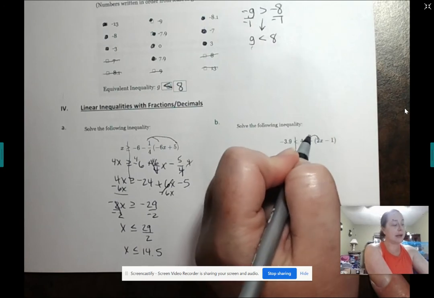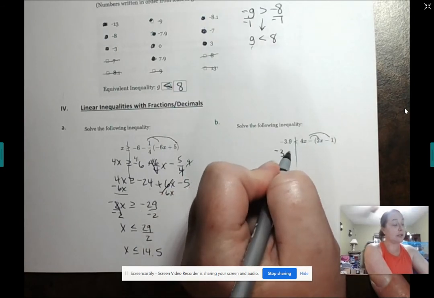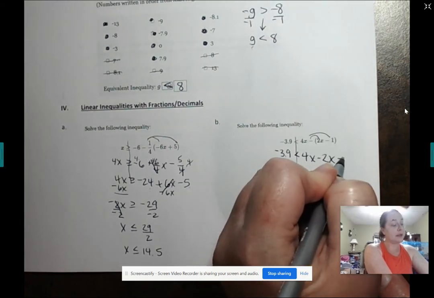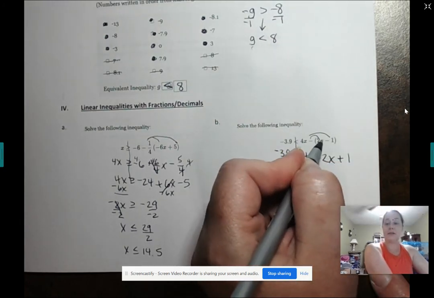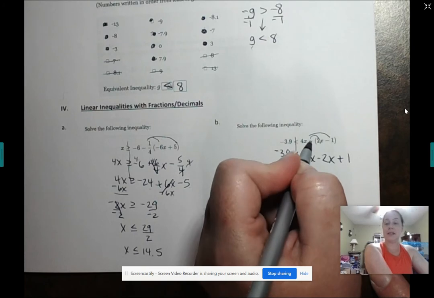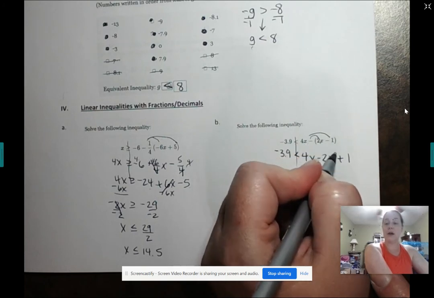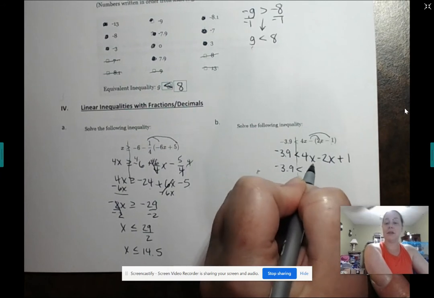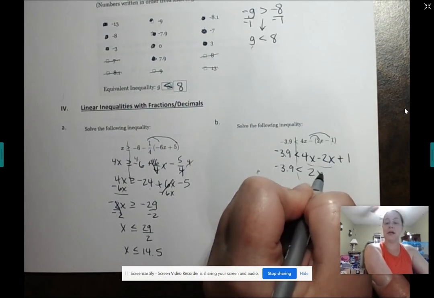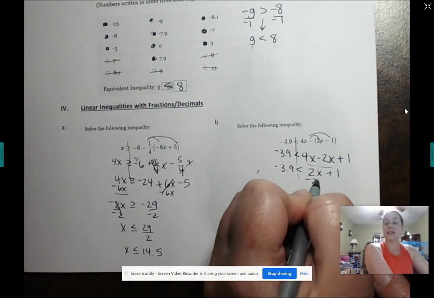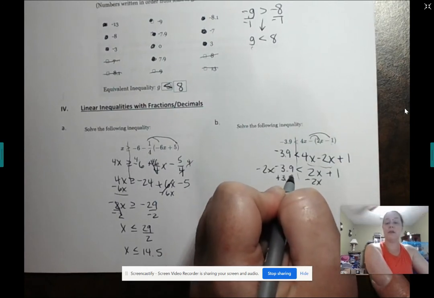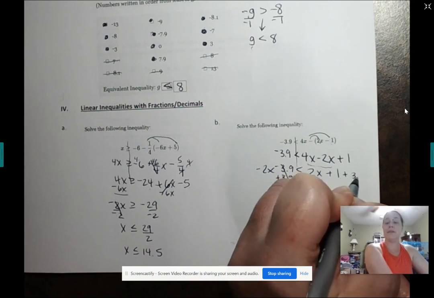So I'm still going to combine my x's, or first I'm going to distribute. This is a less than. Negative distributed to a 2x would be this. A negative distributed to a negative 1 would be a positive. I'll go ahead and combine the like terms on this side, 4x minus 2x. I like my x's on the left, so I'm going to bring that 2x over here, and I'm going to move the 3.9 over here.